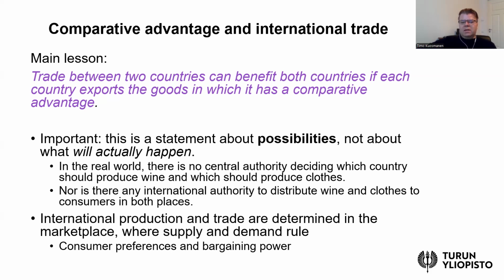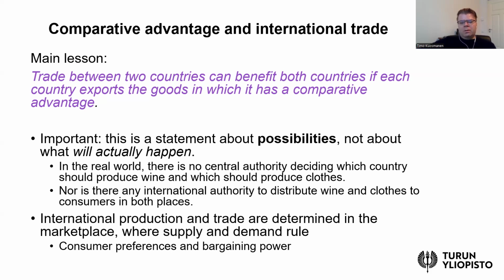It's also good to emphasize this is a statement about possibilities, but it is not a prediction of what will actually happen. Okay? So in the real world, of course, there's no central authority that would decide which country produces wine or clothes or apples or wheat. And there's no international authority that would actually distribute these products. So this trade takes place in the marketplace, with supply and demand. And of course, consumer preferences matter, and bargaining power would matter.